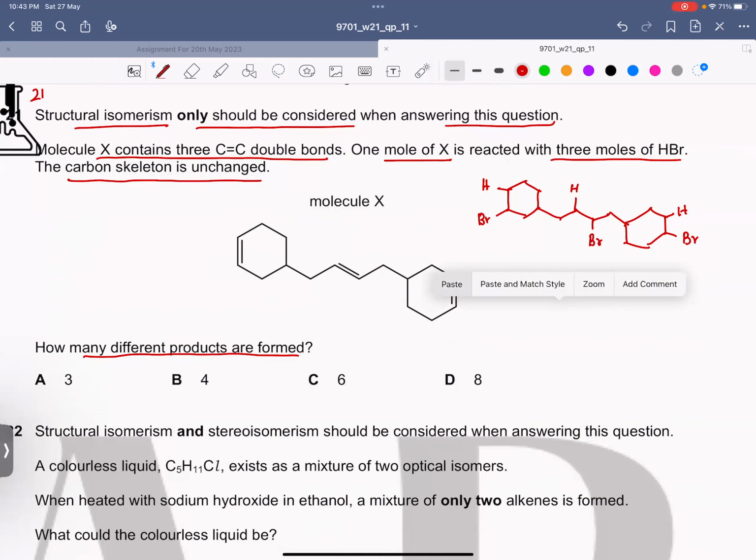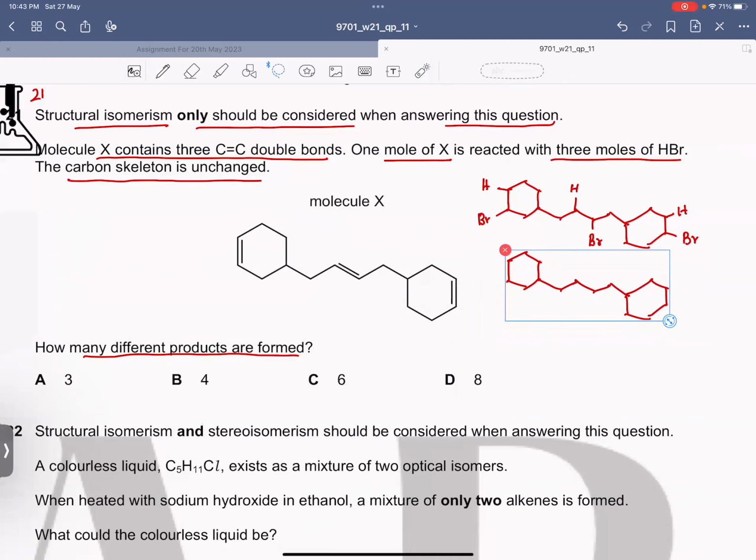What can be the other possibility? That this position remains the same, but here bromine attaches over here and hydrogen is added over here, but here it remains unchanged. Okay. What can be the next possibility?